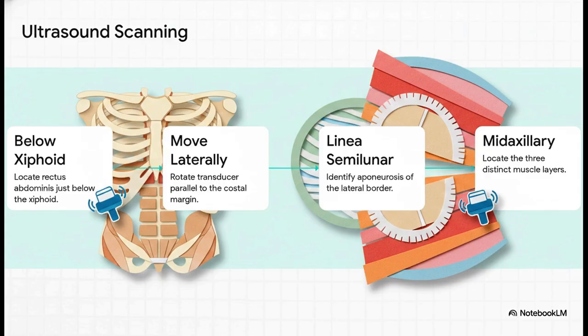Step 3. What you're looking for here is the aponeurosis of the linea semilunaris. That's essentially the lateral, tapering edge where the rectus muscle ends. The moment you cross that aponeurosis, boom, the oblique muscles appear.